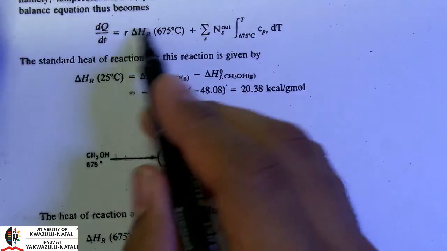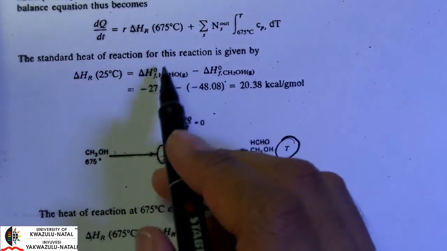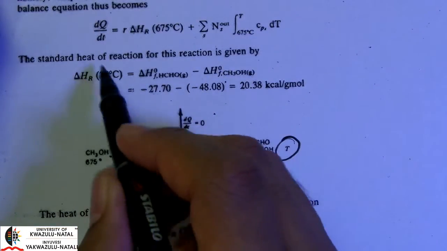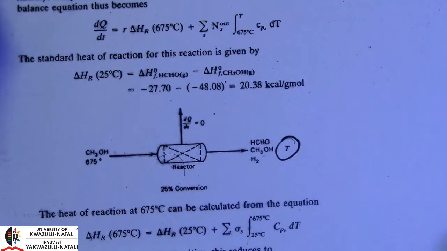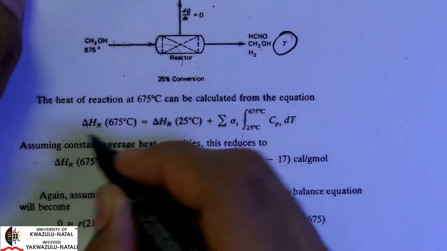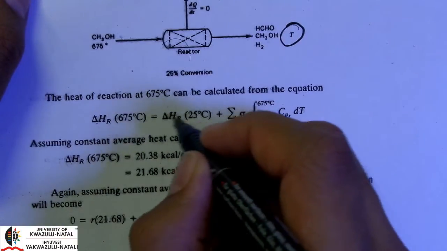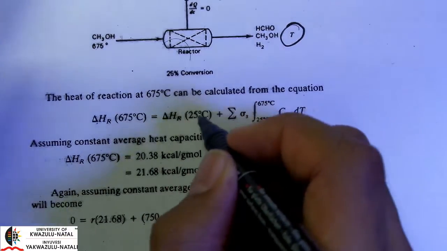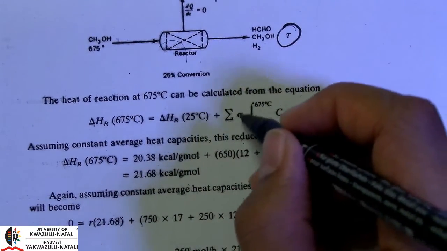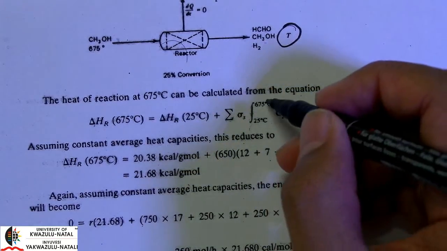So let's work on solving our heat of reaction first. Since I have my heats of formation tabulated for 25 degrees, I can find delta HR at 25 degrees. And thereafter, I can find delta HR at my reference temperature, 675. So that's equal to delta HR at 25 degrees, which is easily found, plus my summation of my stoichiometric coefficients and my Cp values from 25 to 675.